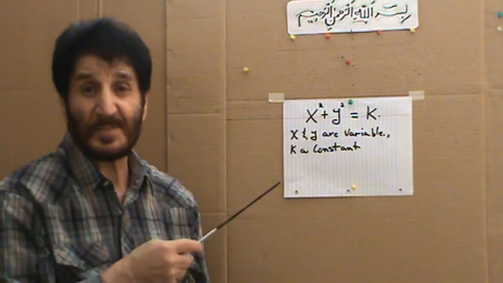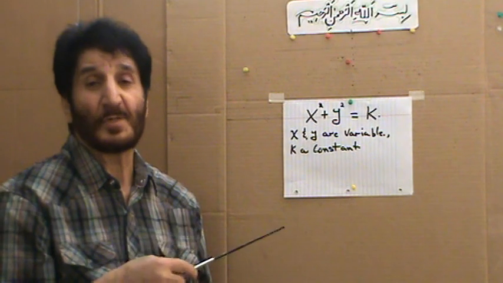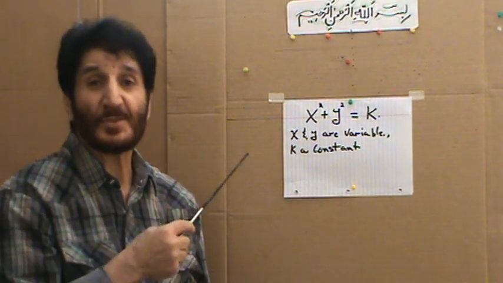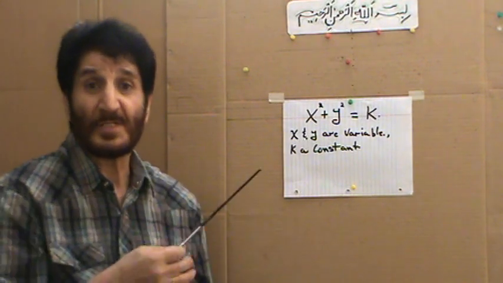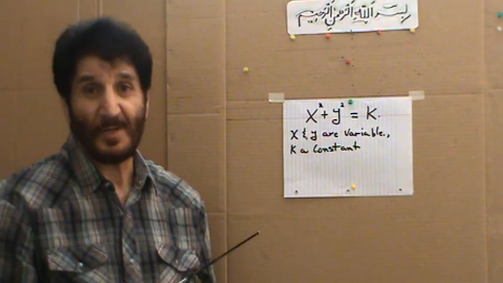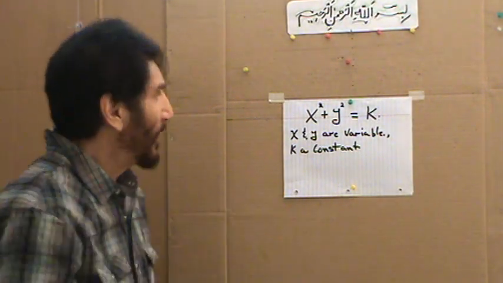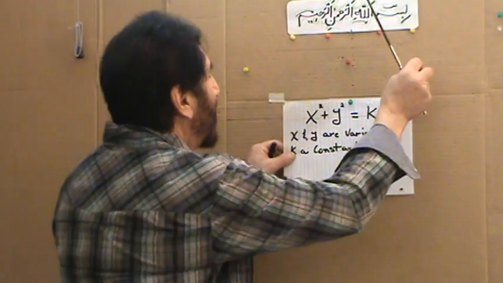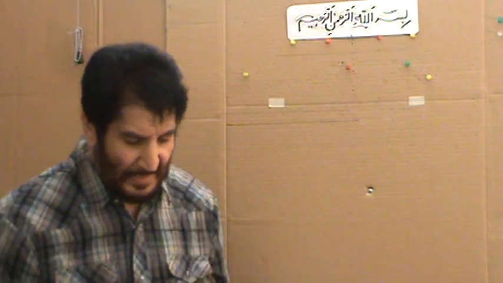X squared is always non-negative, y squared is always non-negative. The summation of two non-negative numbers is non-negative. Therefore, the left-hand side of the equation is always non-negative. Therefore, the right-hand side must be non-negative. So we know what kind of number k can be. Okay then, now in closing, I would like to say a few words about negative x.